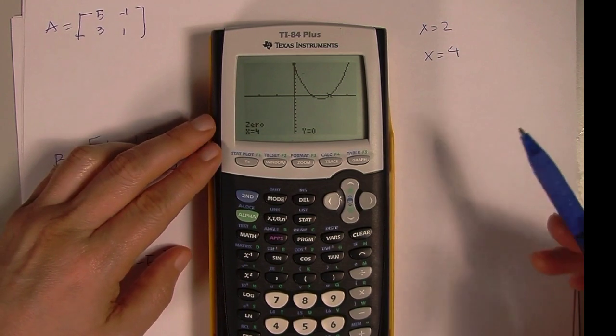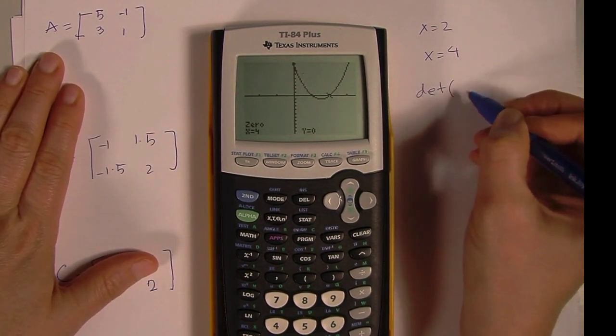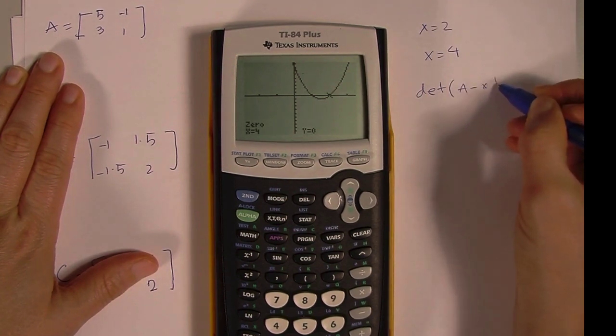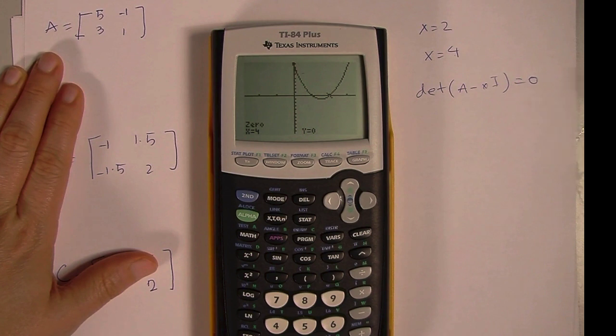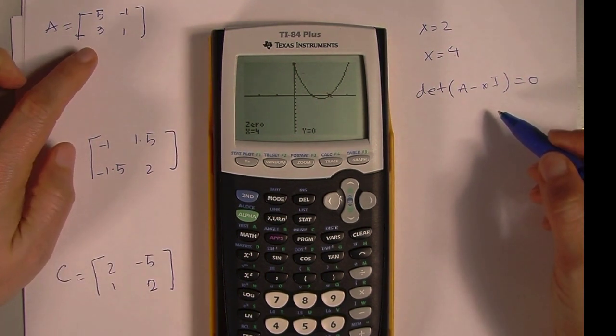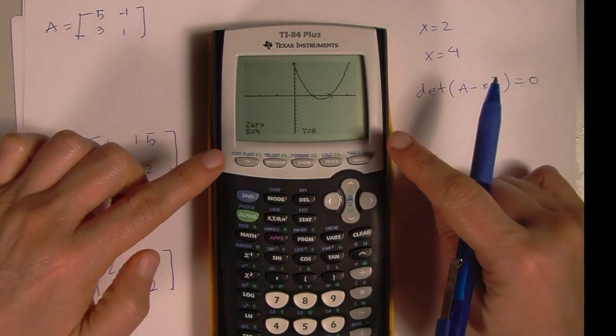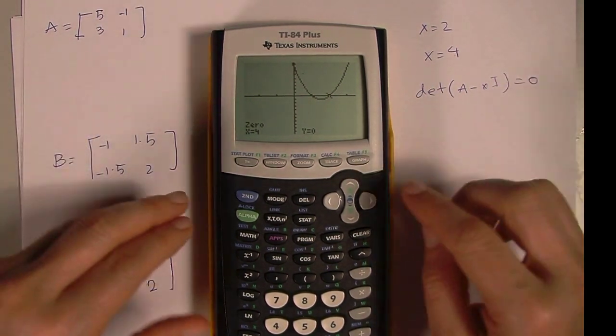So there are 2 values that make determinant of A minus xI equal to 0, and those are the eigenvalues of the matrix. And this was very obvious. Now let's try to do the other 2.